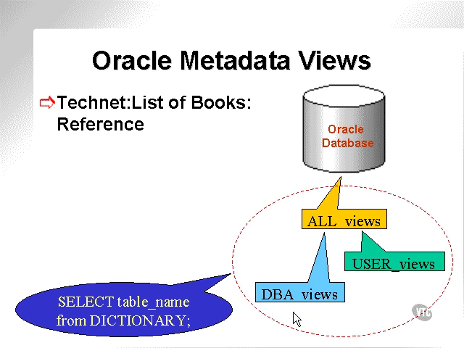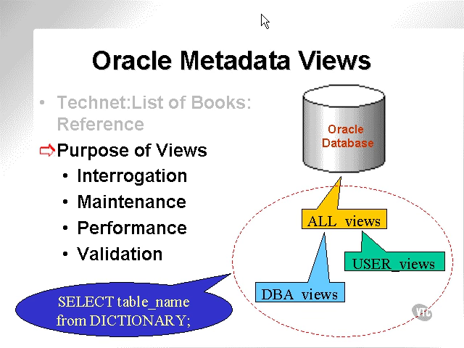If you want to find all the available views, you can run this query in SQL. Also, all the views are listed on TechNet under List of Books, and the name of the book is called Reference. The purpose of the views: four things: interrogation, maintenance, performance, and validation. Interrogation of objects, maintenance of objects, looking at the performance of objects and various other parts of the database, such as the memory and the processors, plus validation.